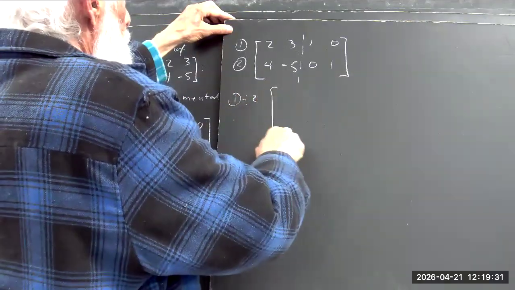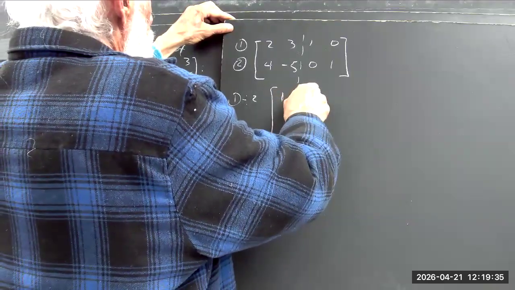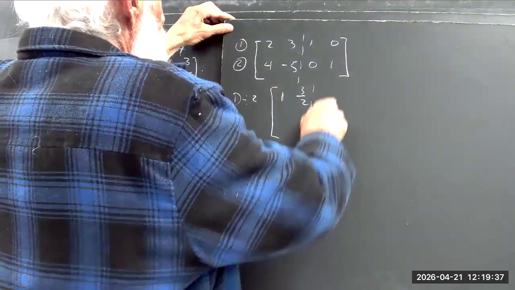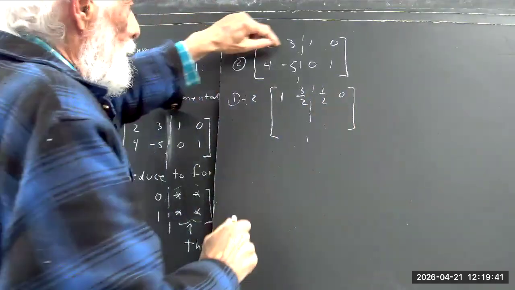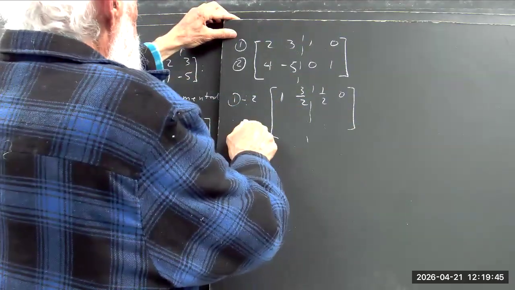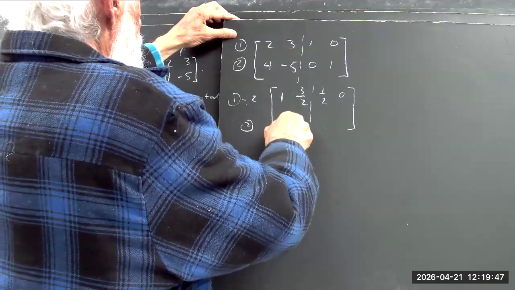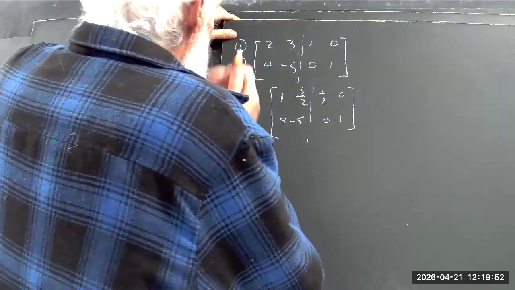I'm going to divide the first row by 2. That's going to give me 1, 3 halves, 1 half, 0. I divide all these numbers in the first row all the way across by 2. And the second row is going to stay the way it was: 4, -5, 0, 1.